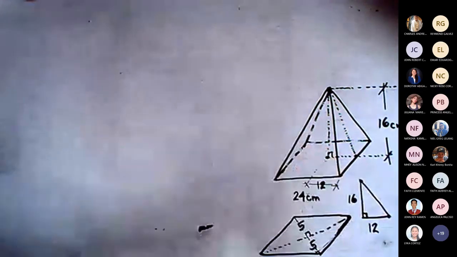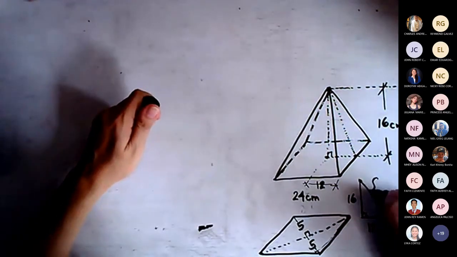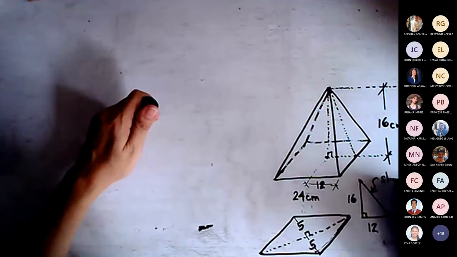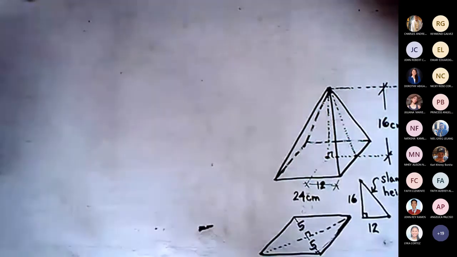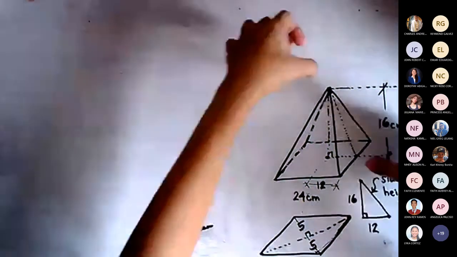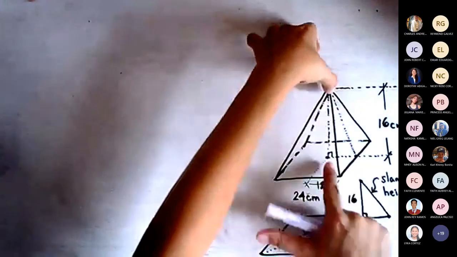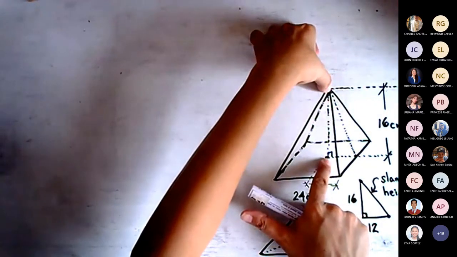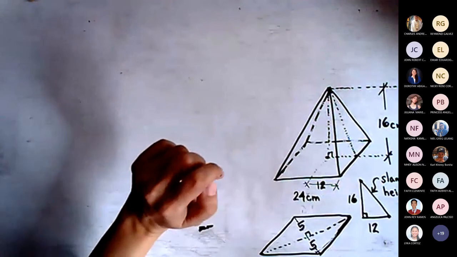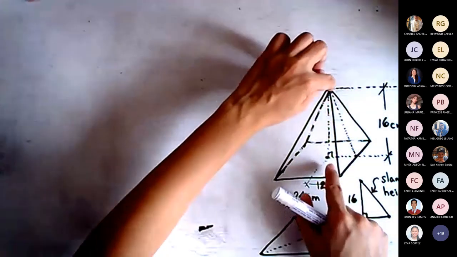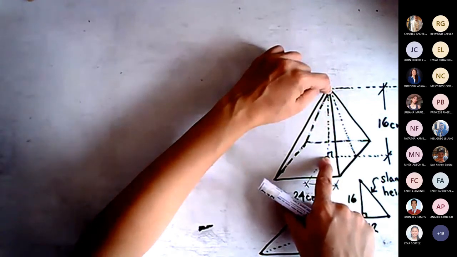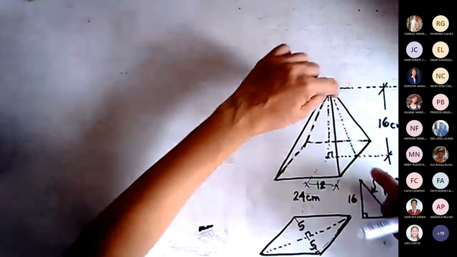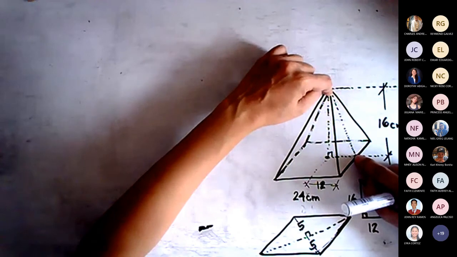Slant height. Okay, very good. So that is the slant height. That's the difference between the altitude and the slant height. This is the slant height, while this one is the altitude. So if you are given a problem, the altitude is taken from the vertex down to the base in perpendicular distance. But the slant height is a different thing.